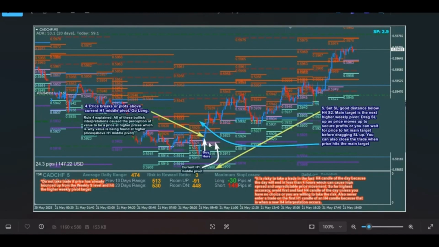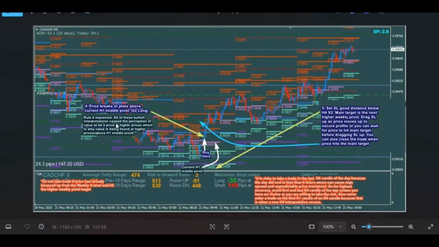Okay? So, since this is the average price, we know that prices above this average price are above average prices or higher prices. Prices below this average price are below average prices or lower prices. Okay?